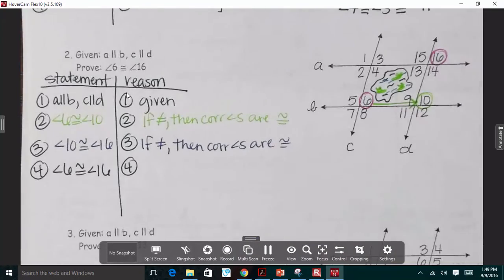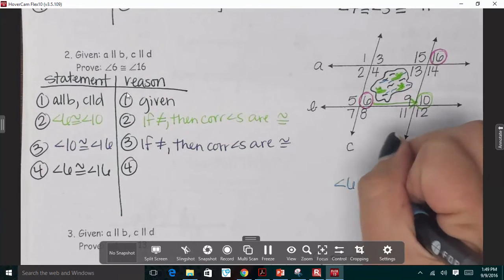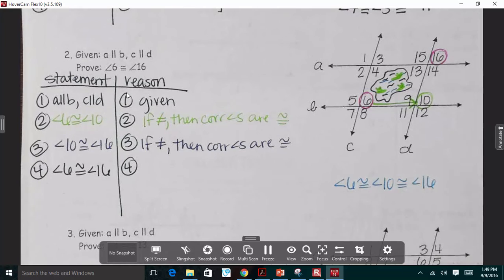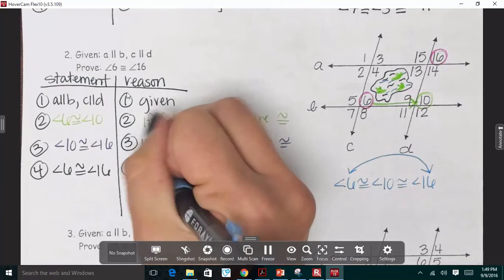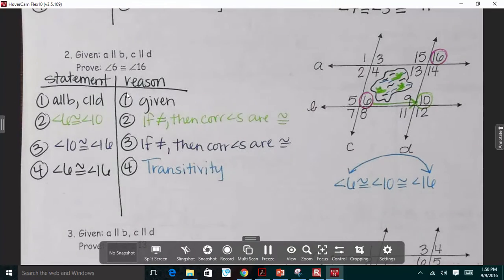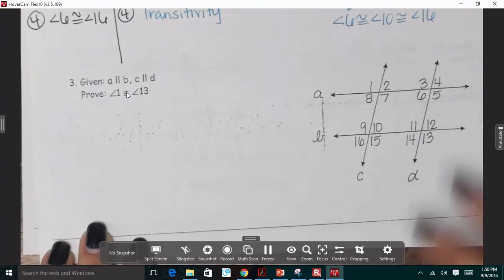Okay, and so we have that angle 6 was congruent to angle 10, and angle 10 was congruent to angle 16. So the congruence transfers from 6 to 16, and so what would that reason be? Transitivity. Transitivity. Okay. How do we feel about those? Do you like them better or worse than the other ones? Okay, we're going to do one more of these just to make sure we got it.